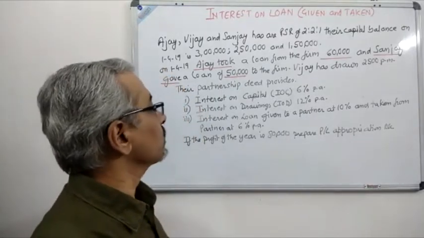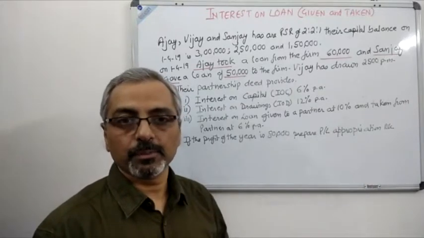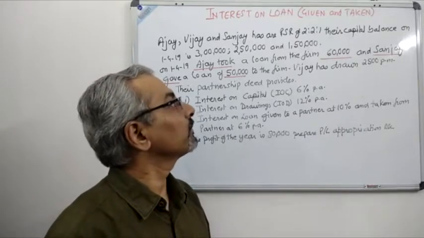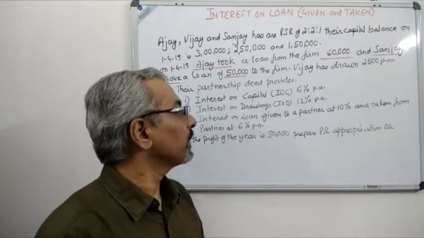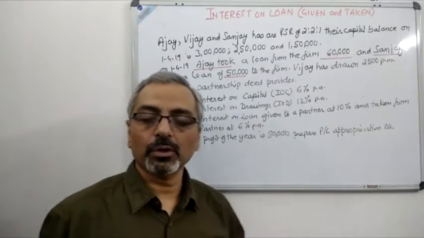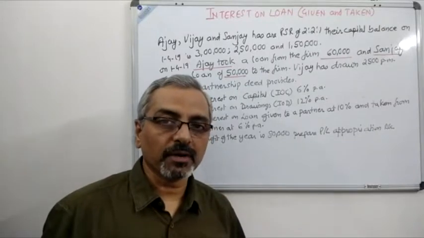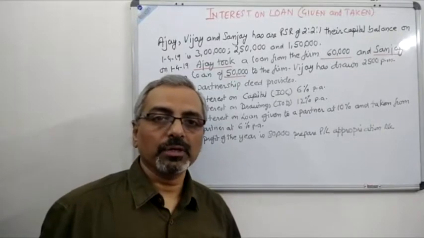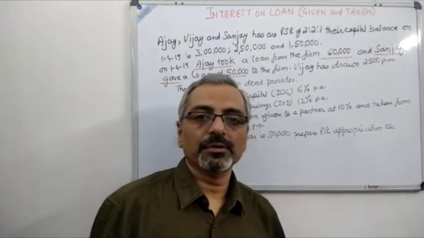Now what does the partnership deed provide? The partnership deed provides, first, interest on capital at the rate of 6%. You can see the capital has been given to you: 3 lakh, 2 lakh 50,000 and 1 lakh 50,000. On that we'll calculate 6% interest. Second, interest on drawing at 12% per annum. You can see very carefully that one of the partners, Vijay, has withdrawn 2,500 per month. But when the money has been drawn has not been specified, and you know when it is not specified when the money is being drawn, half year's interest on drawings will be calculated. So we'll calculate half year's interest on drawing.